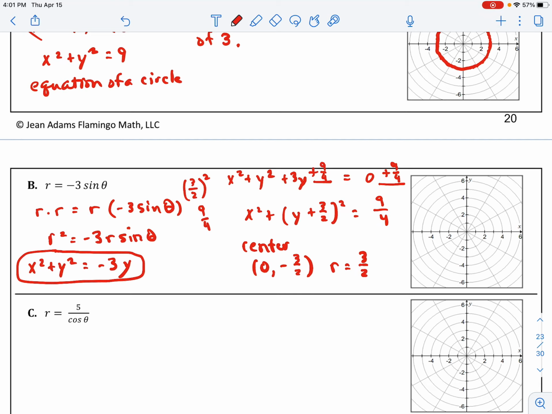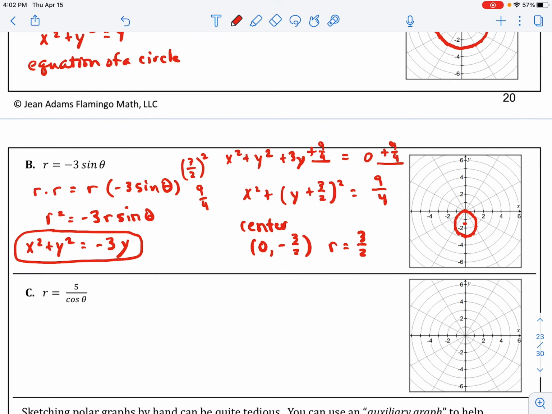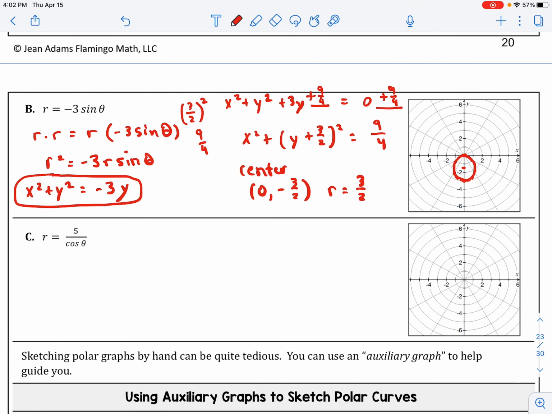So if we're centering it at 0, negative 1.5, that's about right there is our center, and it has a radius of 1.5, so I'd go out 1.5 here and 1.5 here. It's hard to draw it perfectly, but it's going to be something like that. And of course, these would be lines because there'd be so many points it would look like a line. But that looks like that. That is your equation.